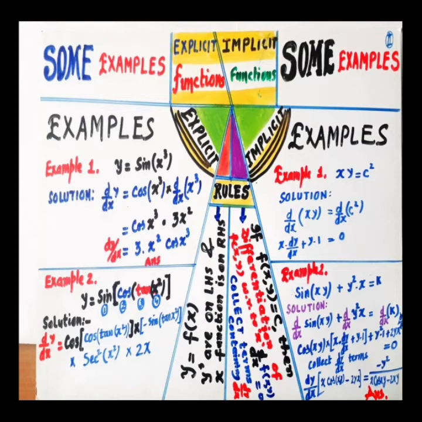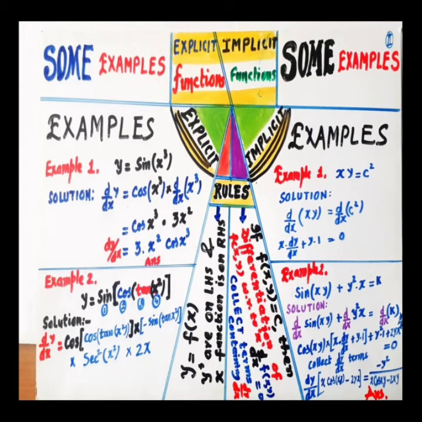Second example is y is equal to sine of cos of tan x square on the left side. So, derivative of sine is cos. Whatever is inside, let it stay. Next is cos. Derivative of cos is minus sine. Whatever is inside, let it stay. Next, tangent x square. Its derivative is secant square x square. Derivative of x square is 2x. So this is what it is.